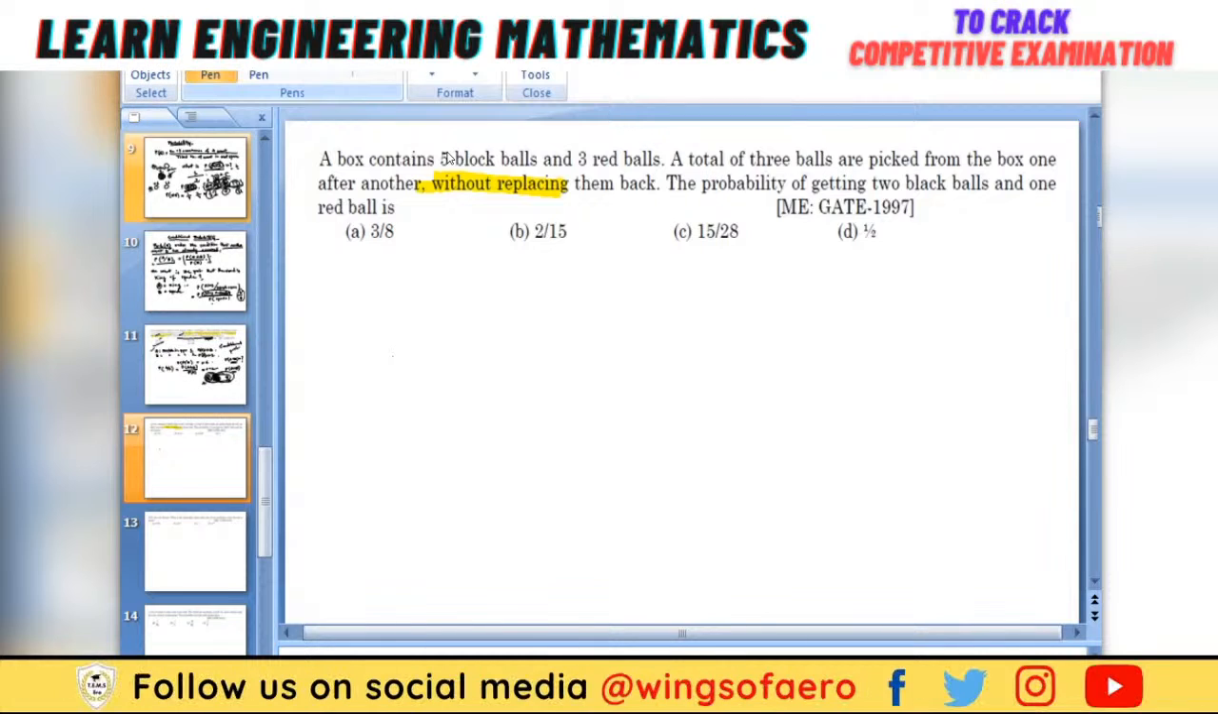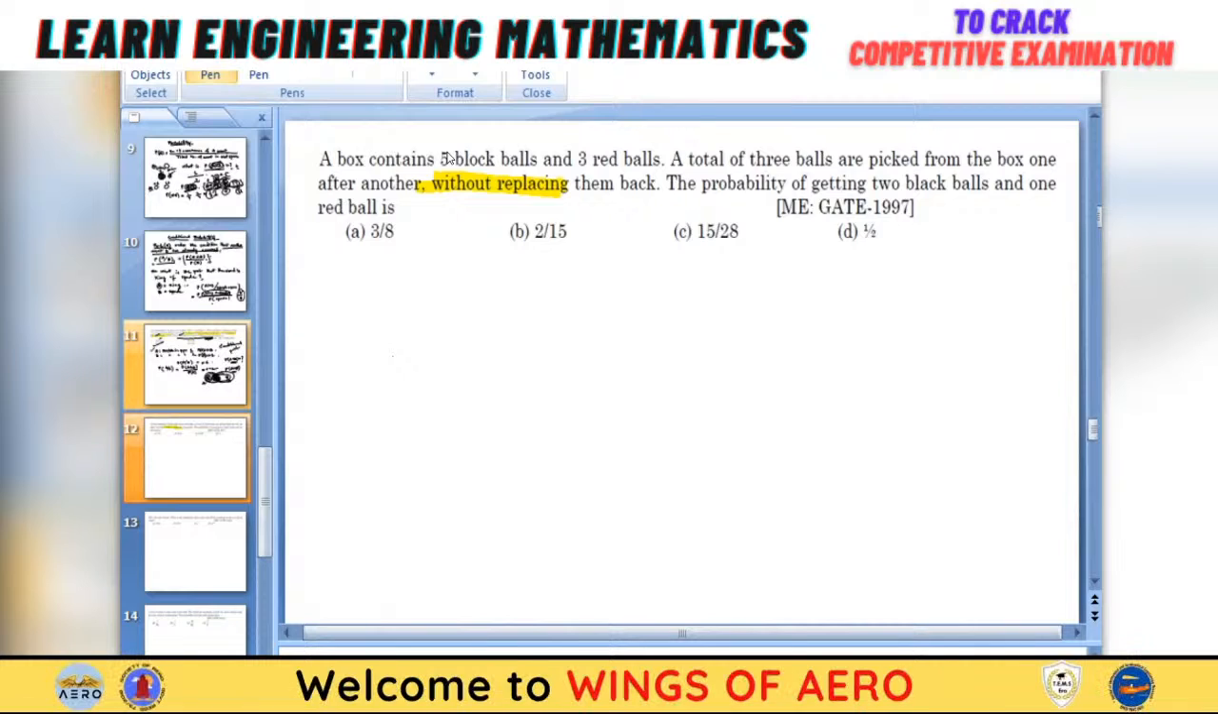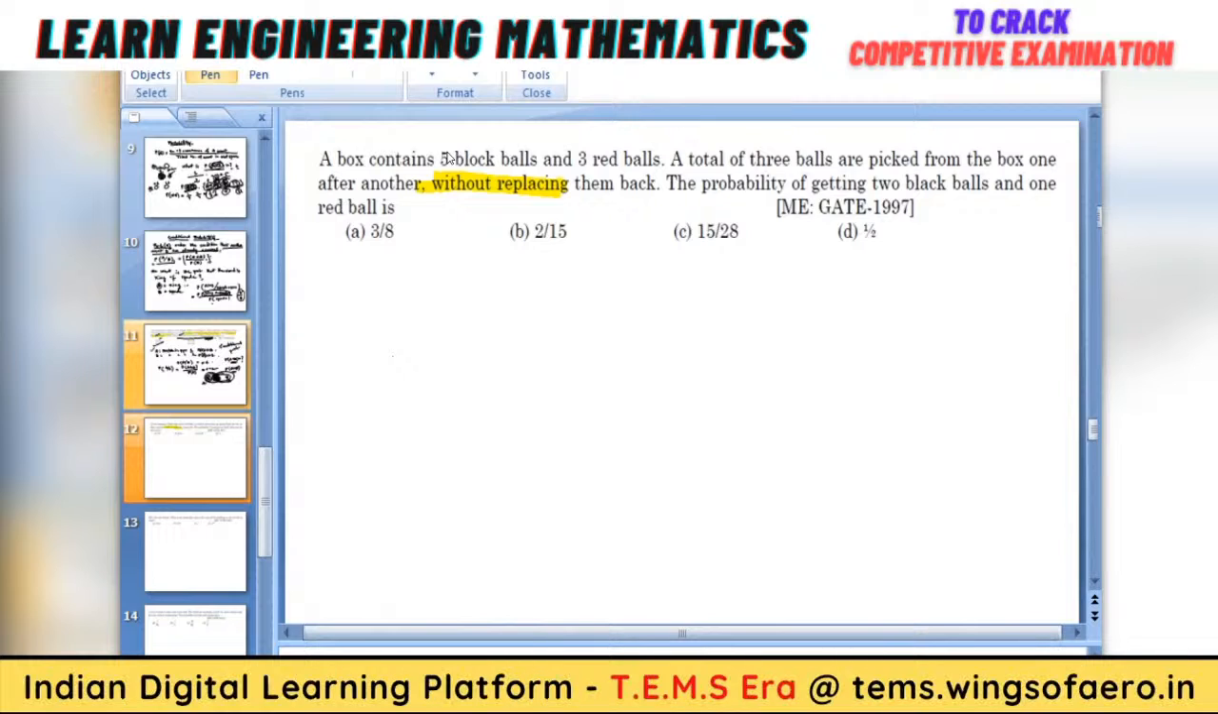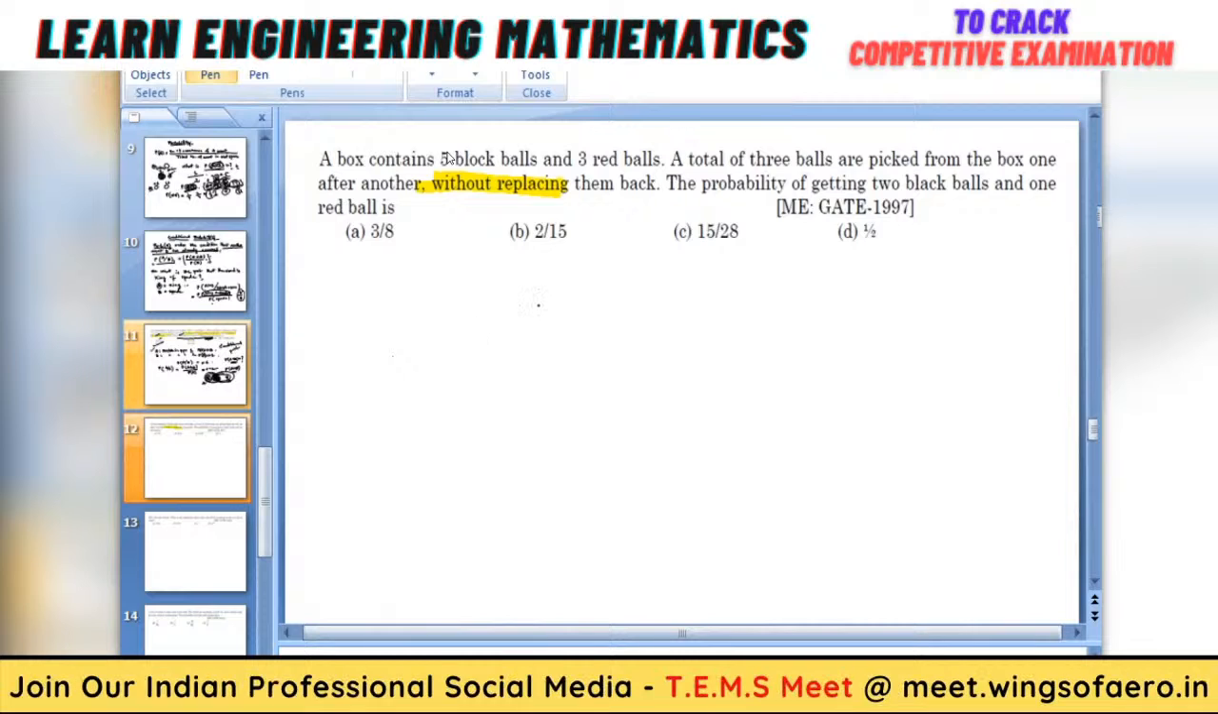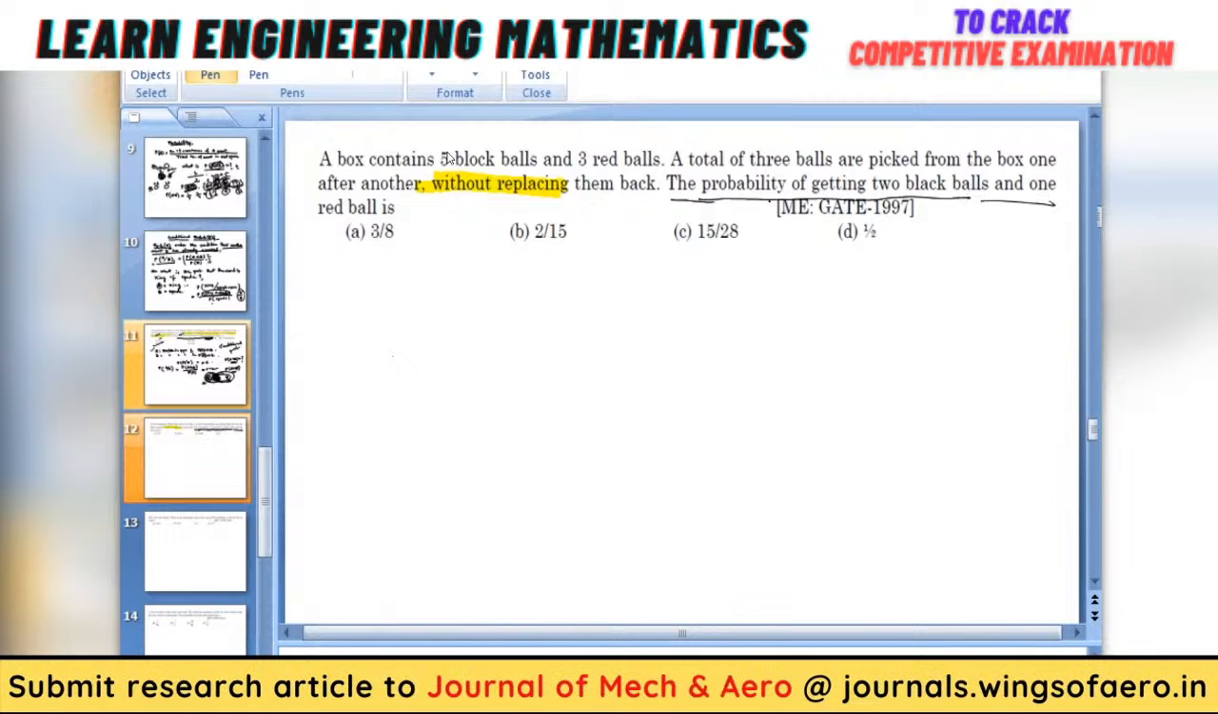Okay, I think you are having difficulty finding this answer. Okay, I am giving you a hint. The hint is, first find out the events. What are the total events in the event space? Okay, the probability of getting two black balls and one red ball.